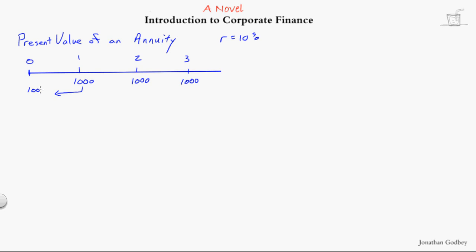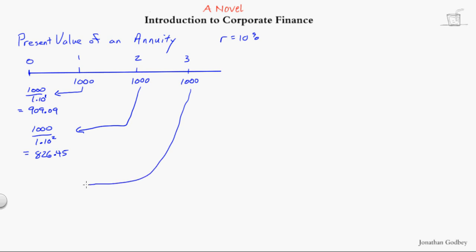I say $1,000 divided by 1.10 to the first power, and that's equal to 909.09. The second cash flow, take it back to today, to time 0. That's $1,000 divided by 1.10 squared, because that comes in 2 periods, and that's equal to 826.45. All right, the third one, the same thing. That $1,000 comes in 3 years.